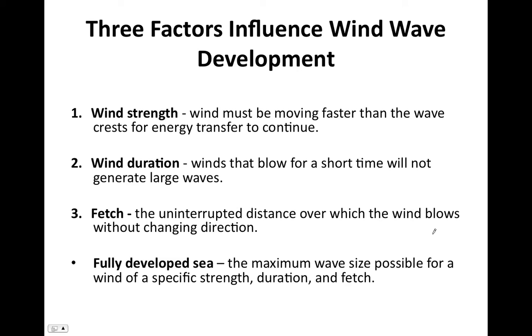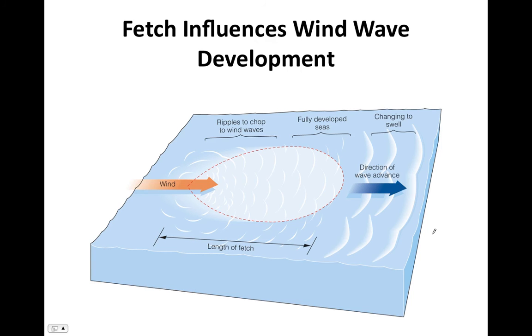And a fully developed sea is the maximum wave size possible for specific wind conditions, that is, for a particular wind strength, duration, and fetch. And so how wind wave development occurs: you have undisturbed water, the wind begins to blow over it, it creates these little capillary waves that grow in size into wind waves. And the region where you have active wind wave development produces, eventually, from ripples to chop.